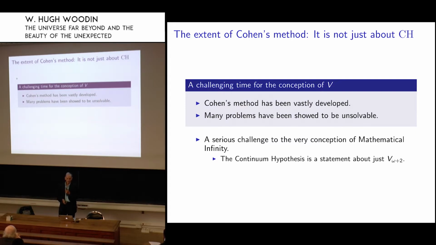Now, what about the extent of Cohen's method? It is not just about CH. In the 50 years since Cohen discovered the method, which is called forcing, the technique has been vastly developed, and many problems have been shown to be solved. It's a serious challenge to the very conception of mathematical infinity. And the continuum hypothesis in that layered approach to the universe of sets is just a statement about V omega plus 2, which is way down at the bottom.